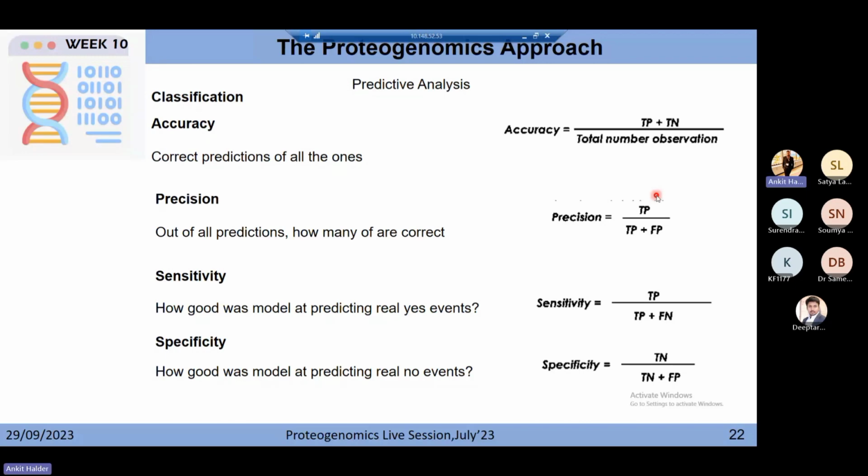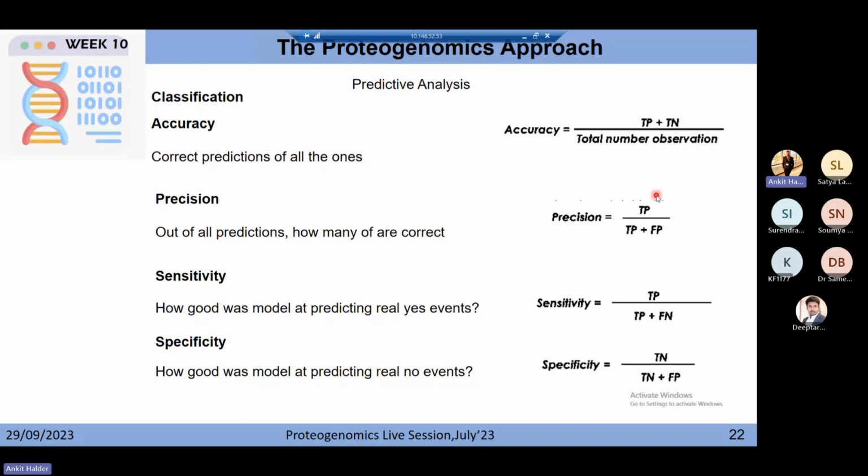Just try to understand the terms, and this will become very easy for you to recall whenever you do this kind of analysis. If you get this kind of data, it will become very easy for you to understand how good your particular model is. So precision gives that out of all the predictions, how many are correct, which includes both true positives and false positives.